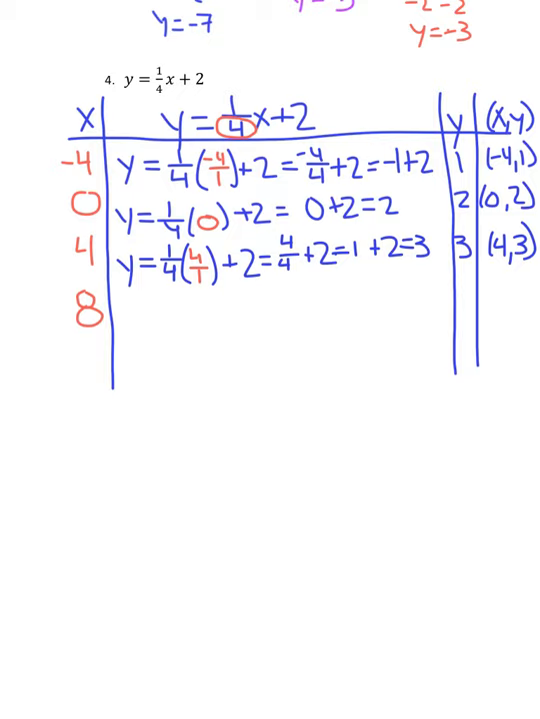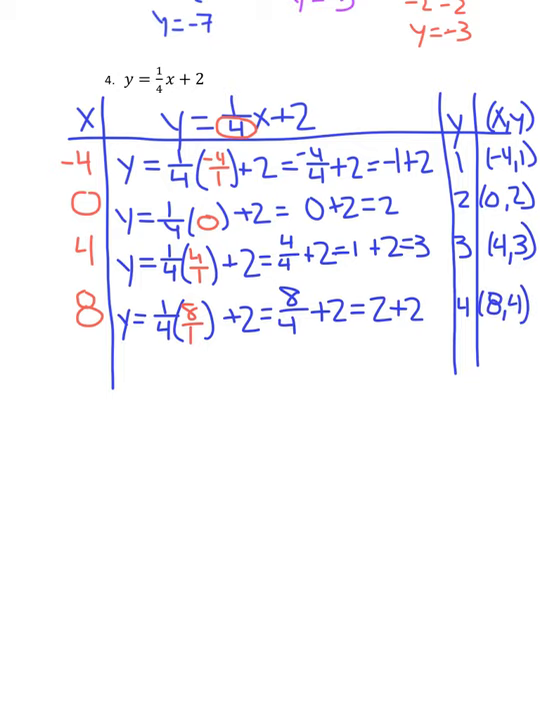All right, one last one. y equals 1 over 4 times, this time it's 8, so I'm going to make it an 8 over 1 to help us do that math easily, plus 2. So 1 times 8 on top is 8. 4 times 1 on bottom is 4. Plus that 2. 8 divided by 4 is 2. Plus that 2. 2 plus 2 is 4. So when x is 8, y is 4.